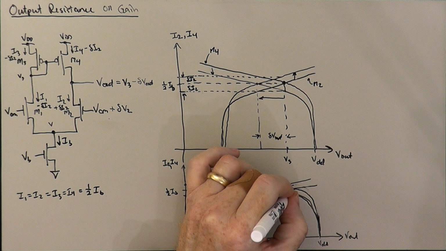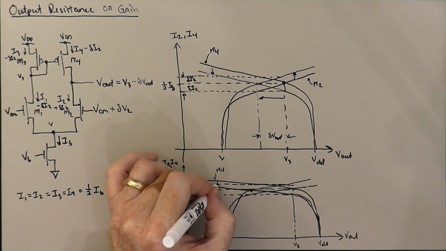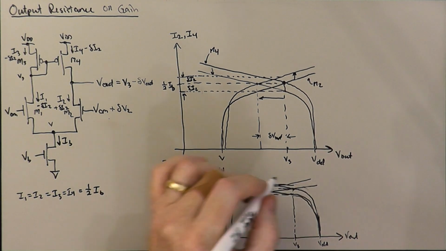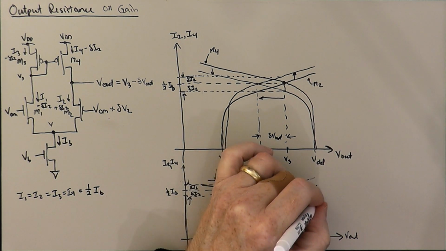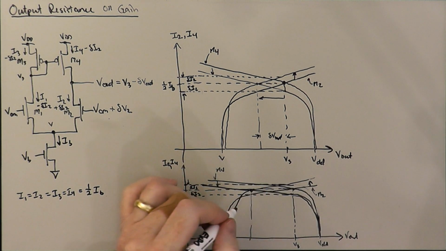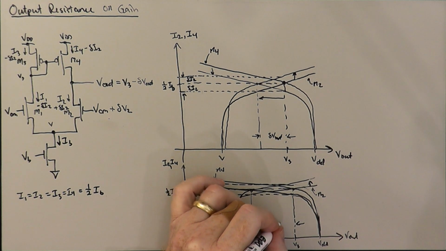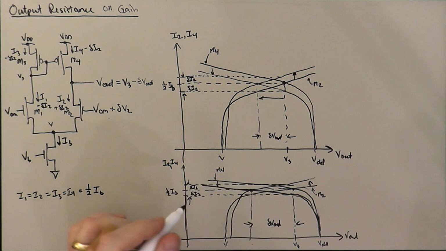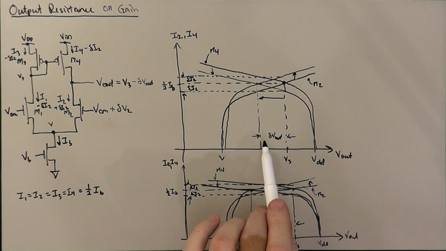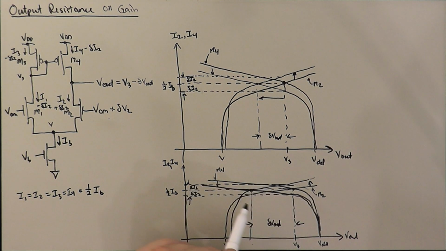So the original crossing point was here. So M4 has gone down. M2 has gone up. And the crossing point has shifted over to here. And you can see that this change in the output voltage is more than this change in the output voltage. And you can imagine that if these curves were dead flat, then we'd have even more of an output voltage change, or more significant output voltage change.